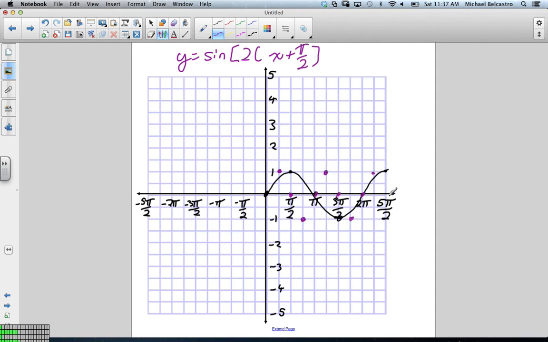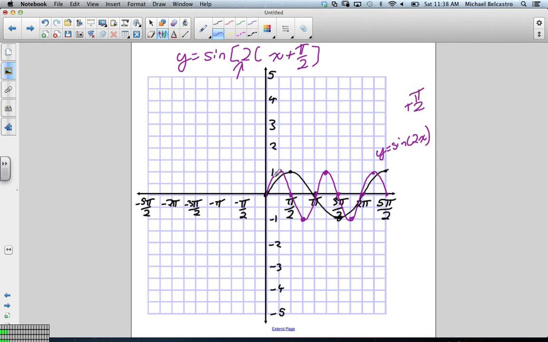Does this make sense to you? Yeah. So that's the first shift. That's just for the k. Sorry, that's the compression. We actually haven't shifted anything, so that's just a compression. In other words, that would be sine 2x. And now we're going to add the pi over 2.